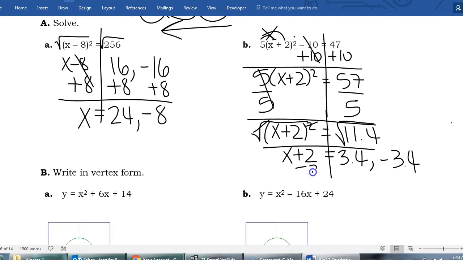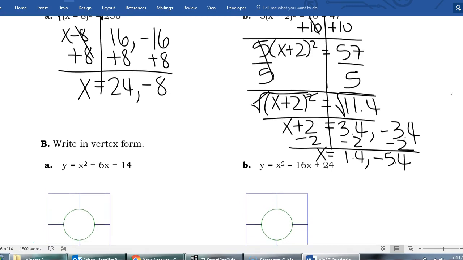Next, we're going to do a -2, and I'm going to do that to both of my answers. Leaves me with x equals a positive 1.4 and a negative 5.4. Use your calculator if you need to with that arithmetic. Just make sure you're getting both answers every time. Letter B is vertex form.